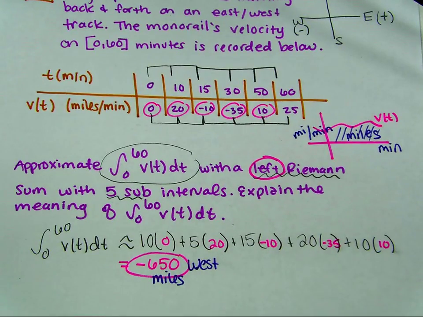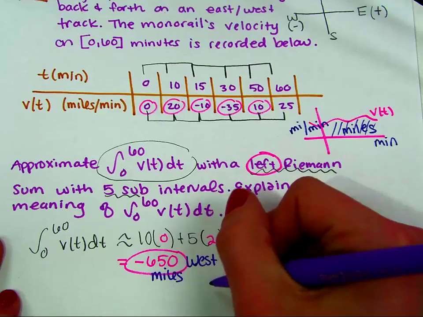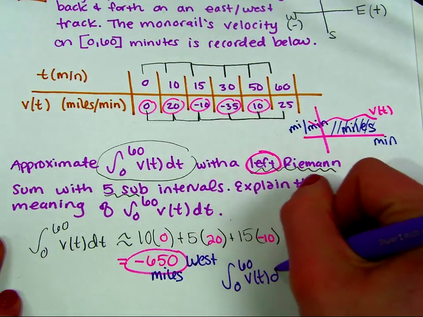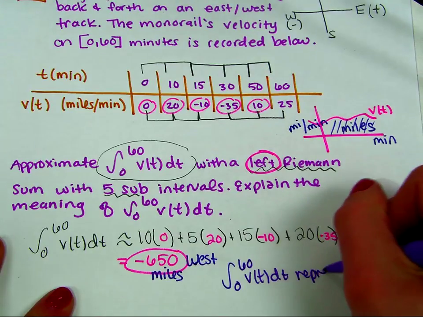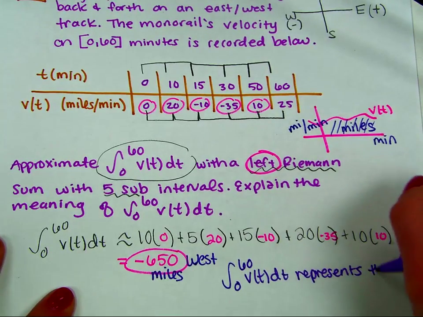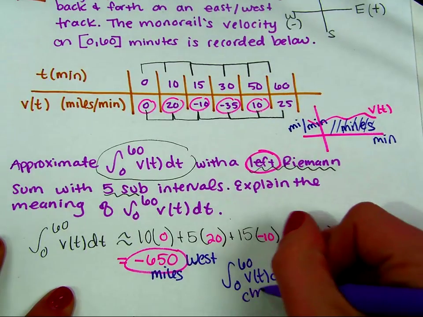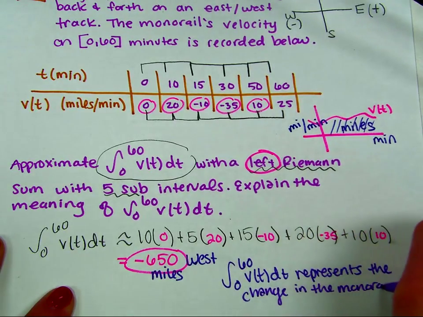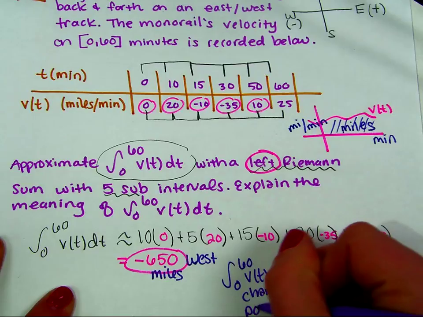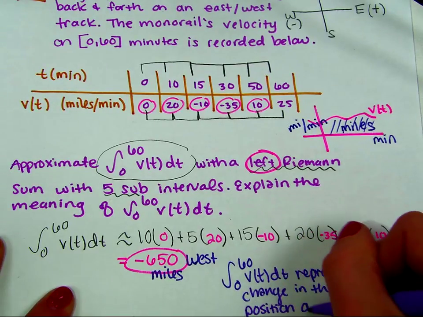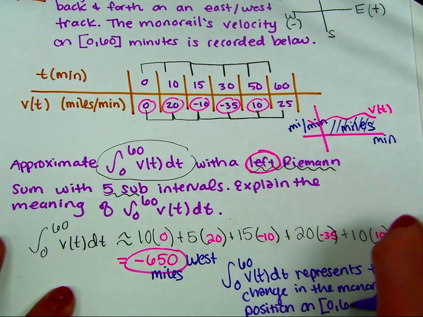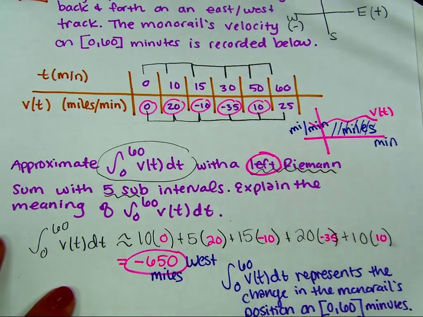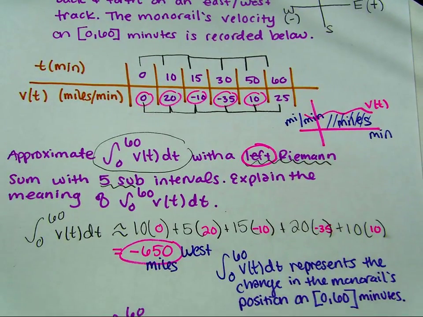All right, so how we could explain it, we could say that the integral from 0 to 60 of v of t dt represents the change in the monorail's position on the interval 0 to 60. And you should say that that represents minutes. All right, you could get away with that explanation.